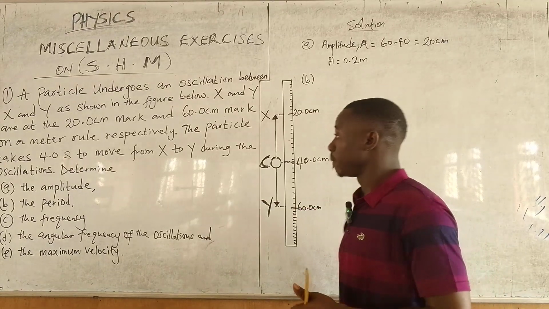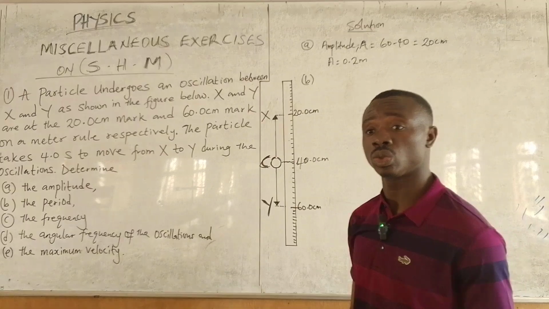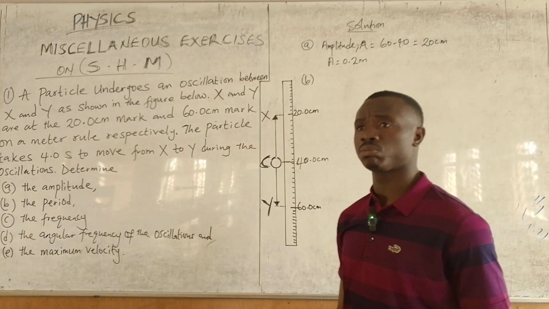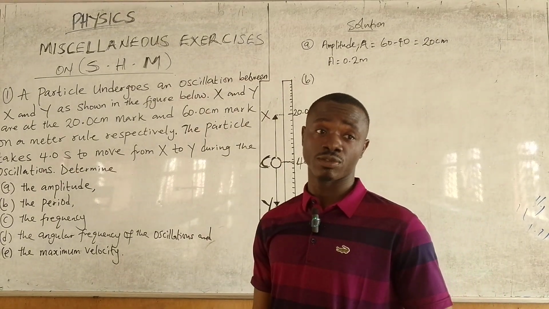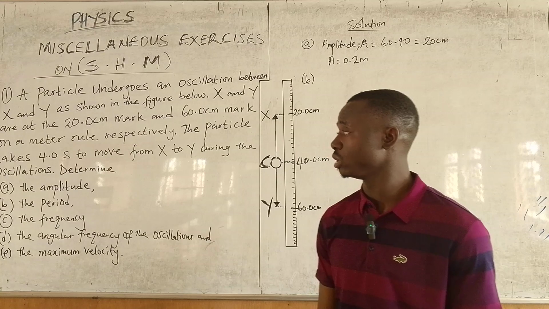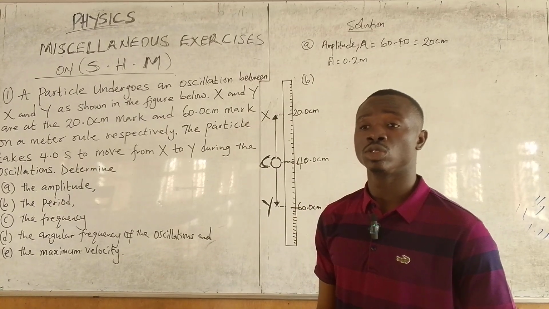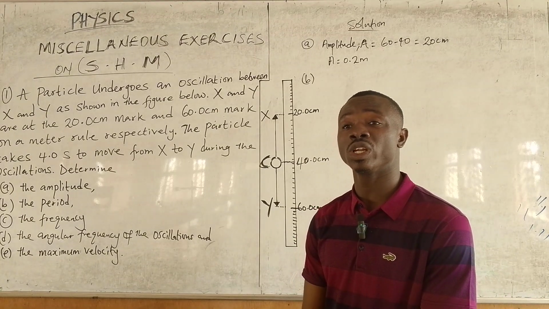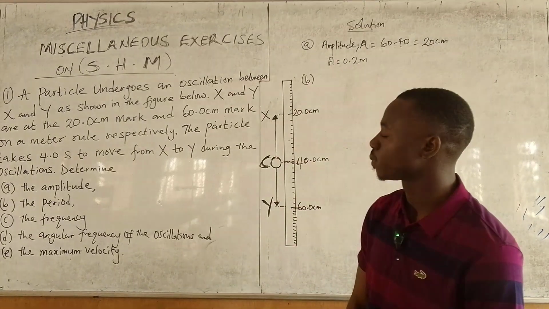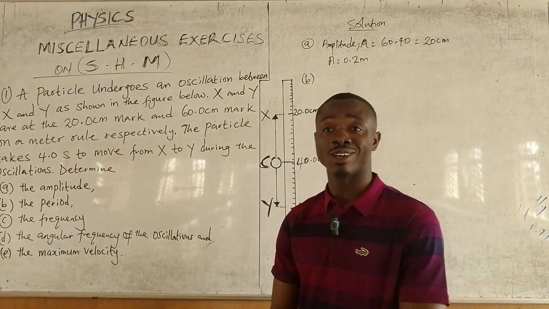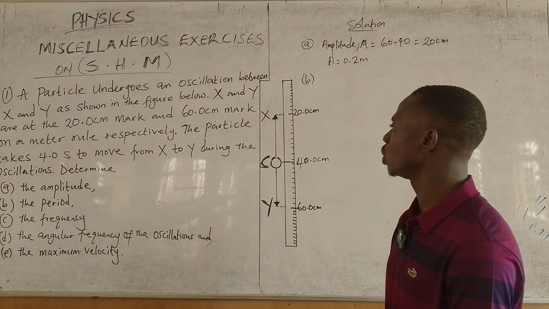Okay. The next question, question B, says determine the period. Now, what is period again? You must get yourself acquainted with the definitions I gave to you in the first video. So, what is the definition of period? Period is the time taken to complete one oscillation. Time taken for one complete oscillation. And you must know what a complete oscillation is. A complete oscillation is to and fro, to and fro.